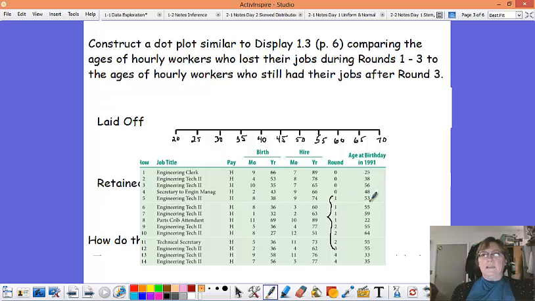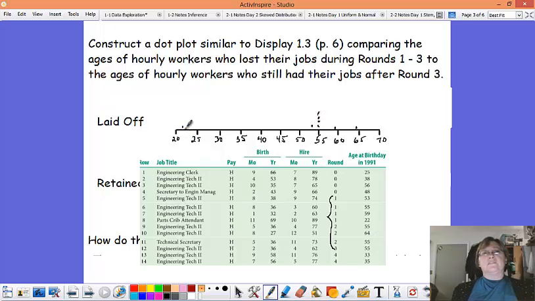And now let's go ahead and put a dot up there for each of these workers. Our first hourly worker laid off in round 1 was 53 years old, and that might be right about there. Obviously, we're guesstimating a little bit. Our second worker was 55, so there's his dot. 59, so almost up to the 60. A 22, oh, there's a young one. A 55. A 64, that's the most elderly of those that were laid off. A 55, that seems pretty common right there, and another 55.